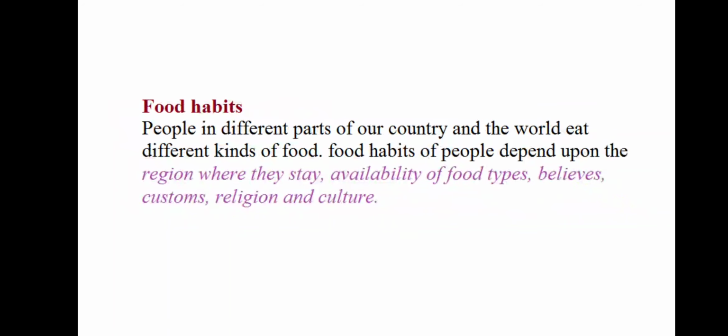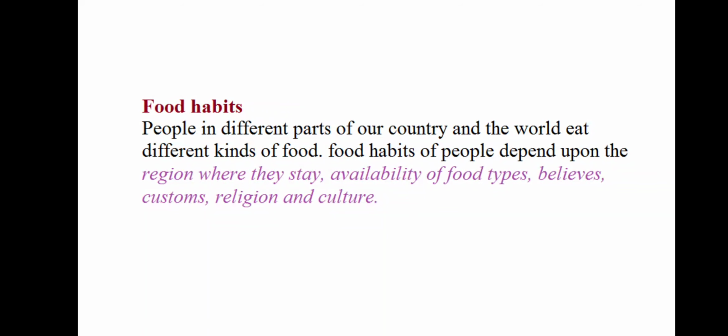Food habits. People in different parts of our country and the world eat different kinds of food. Food habits of people depend upon the region where they stay, availability of food types, beliefs, customs, religion, and culture. Now if you go to different parts of India, you see that people in different parts of India eat different kinds of food. So the type of food which we eat depends on the places. So it depends on a few things. Here it's given: region where they stay.